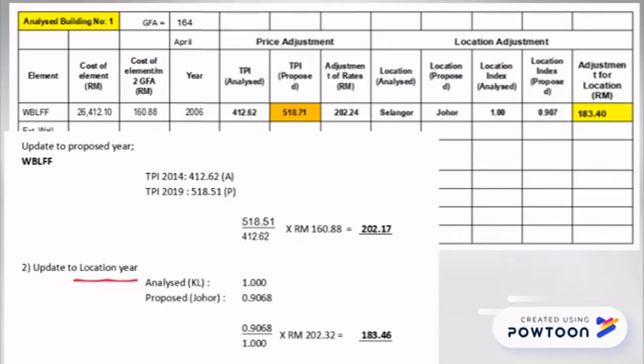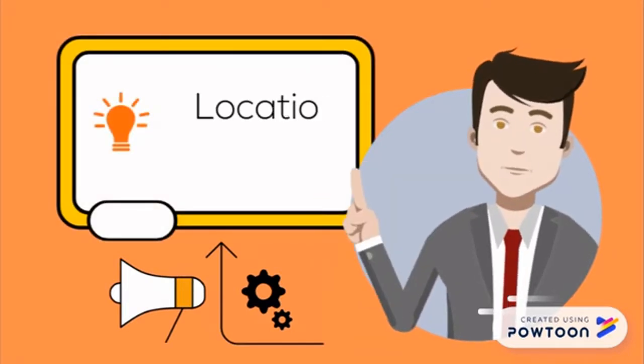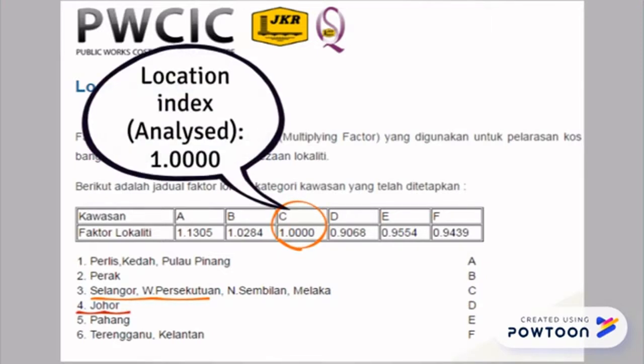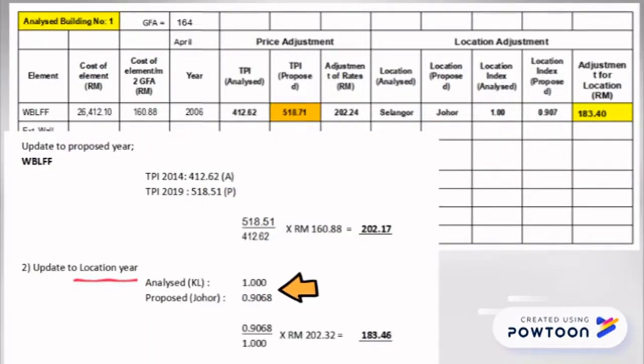Next, we will look at the location adjustment. Second step, location adjustment. The location index is different for different states. The location index of the analyzed building, which is in Selangor and Kuala Lumpur, is 1.00, and the location index of the proposed building, which is in Johor, is 0.9068. The location index of the proposed building will be divided by the location index of the analyzed building and multiplied with the previously updated rate of an element, and the product will be the new rate of the element.